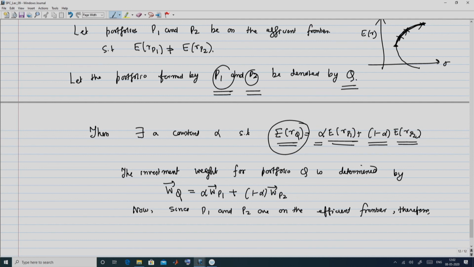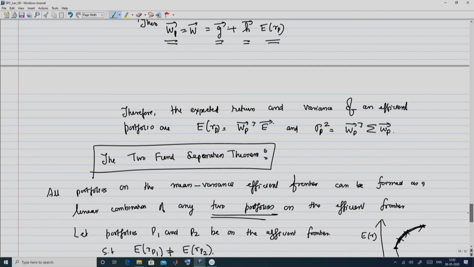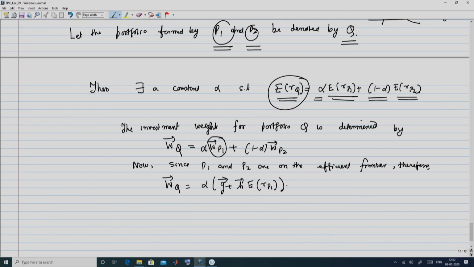therefore, W Q is going to be what? It is going to be alpha. Now, since the P 1 is on the efficient frontier, obviously its weight can be represented as G plus H into E R P 1. So, here I am basically just making use of this result here. Similarly, I will have 1 minus alpha into G plus H into E R P 2.